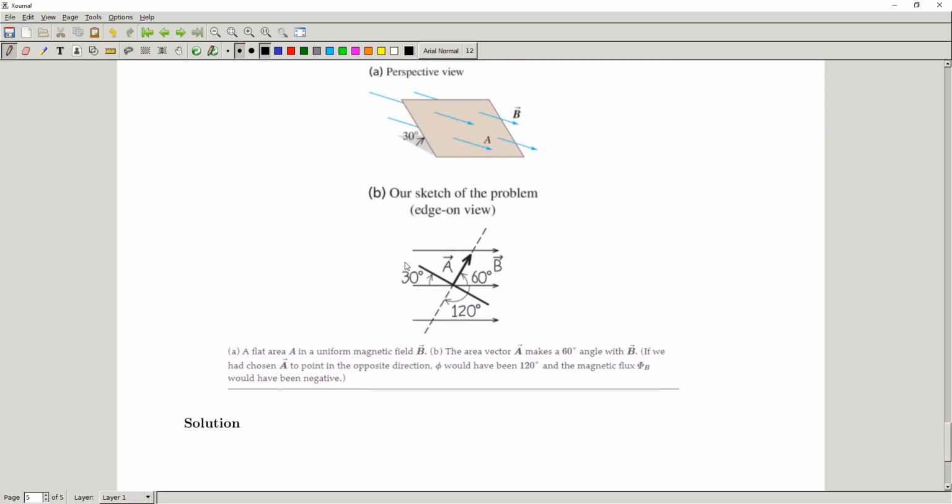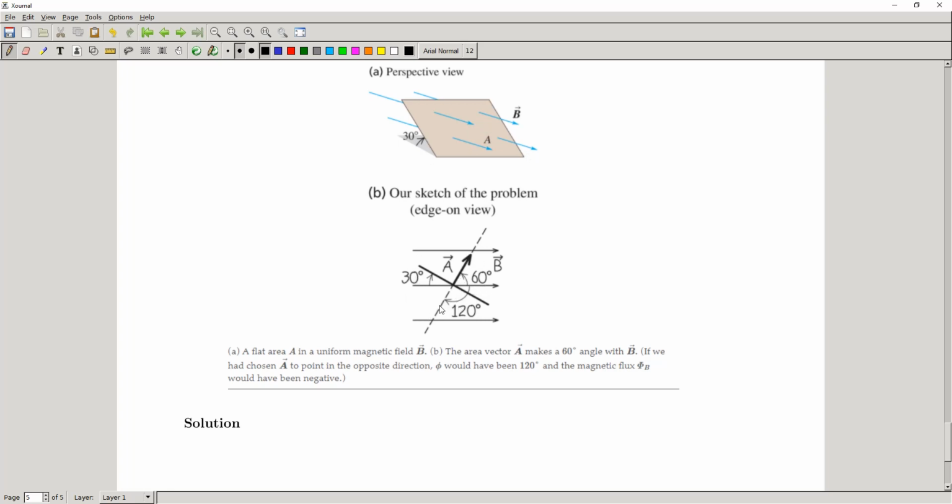This drawing B here is basically just them looking at this in a sort of side view, so we can see the 30 degrees is here. Our area vector could either point upward here like this, out of the sheet, and that would be at 60 degrees from the magnetic field, right? If this is 30, that's going to have to be 60. We can see it pretty clearly here.